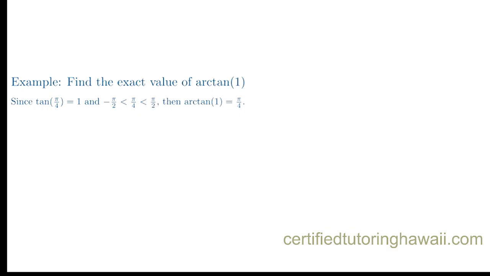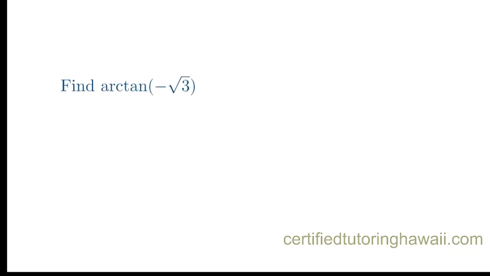How about the arctangent of negative radical 3? We're looking for an angle theta in the interval from negative pi over 2 to pi over 2 whose tangent is negative radical 3. First, the angle whose tangent is positive radical 3 is pi over 3. Since our value is negative and the range is negative pi over 2 to pi over 2, our angle must be in the fourth quadrant. The fourth quadrant angle, with a reference angle of pi over 3, is negative pi over 3. Is negative pi over 3 in the interval from negative pi over 2 to pi over 2? Yes. So, the arctan of negative radical 3 is negative pi over 3.